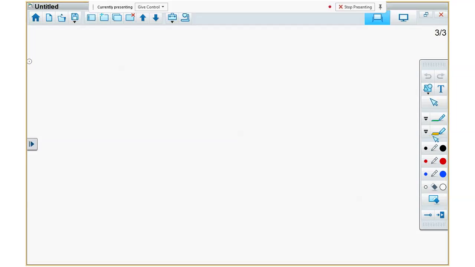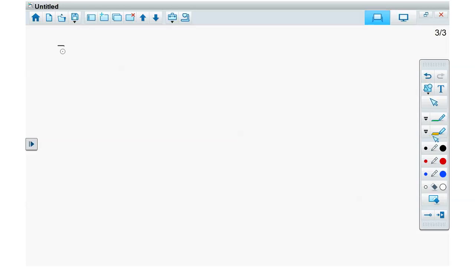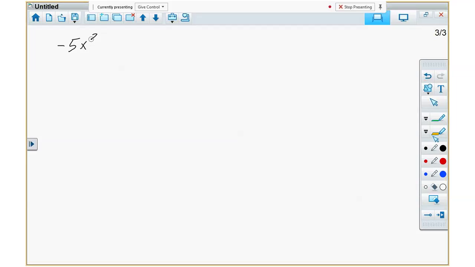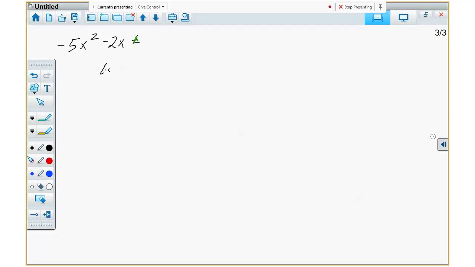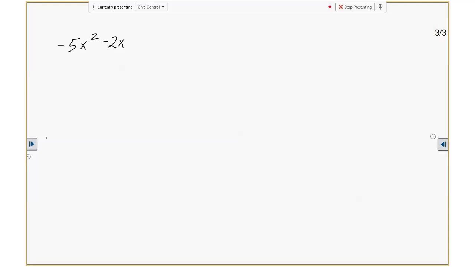Negative, it was negative, wasn't it? Negative 5x plus 5x squared minus 2x equals 4, and minus 4 equals 1, minus 4. Hold on. Minus 4 is equal to 0. So what number did I tell you that was? I think he said an 8. 7 or 8?